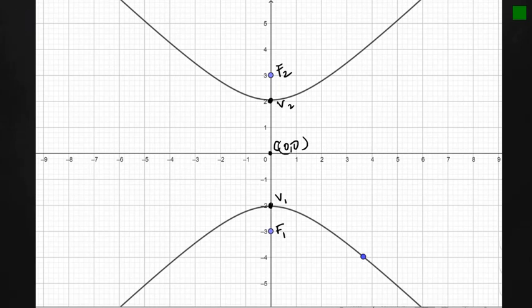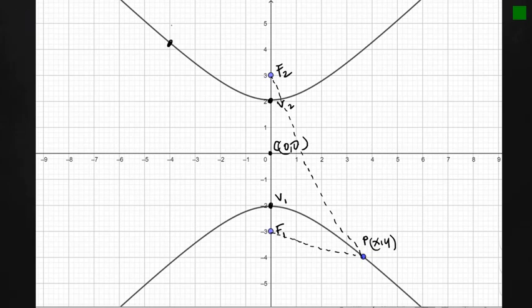And based on the definition, if this point here is point P with coordinates (x, y), and if we take the distance from P to F sub 2, and the distance from P to F sub 1, the difference of these two segments is equal to a particular constant. And it would be equal when we have a point here.